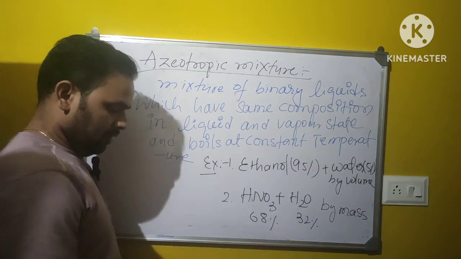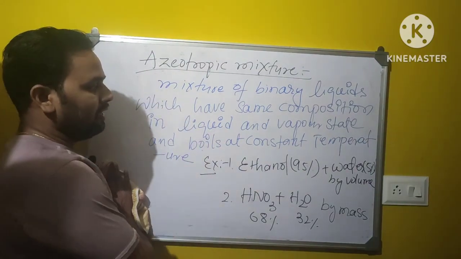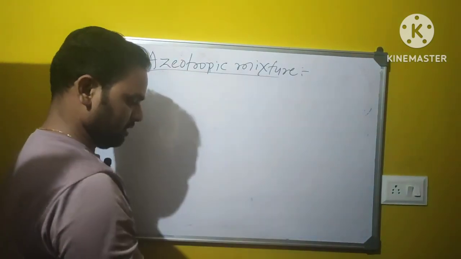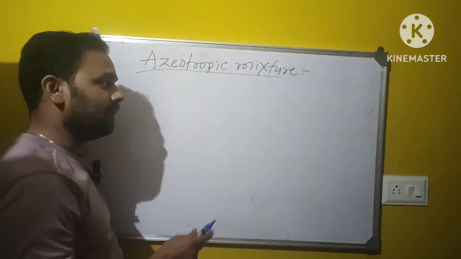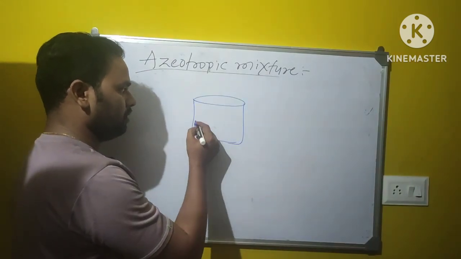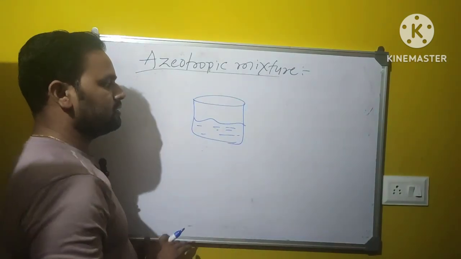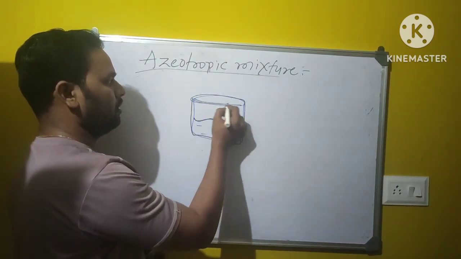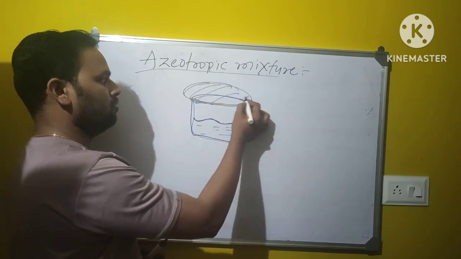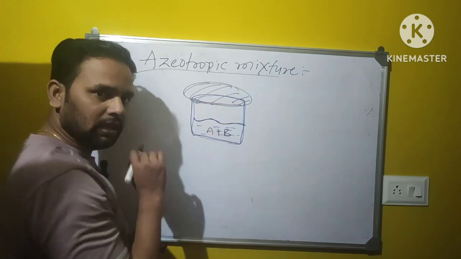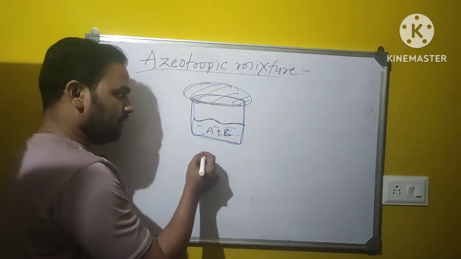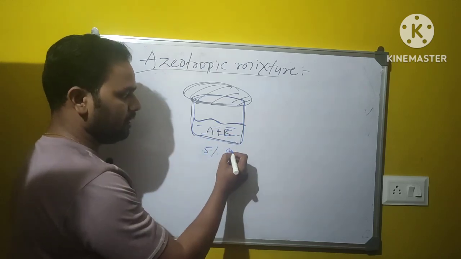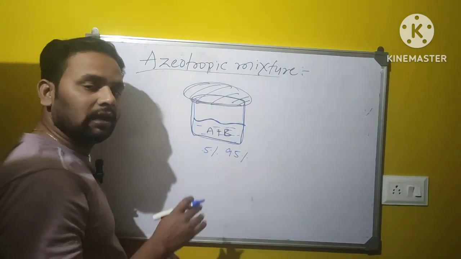So now, to understand this concept, I'll explain in a different way. Listen carefully, understand the concept. For example, take two liquids in a closed beaker. One is A, another one is B. So consider A is 5% and B is 95% in liquid state.